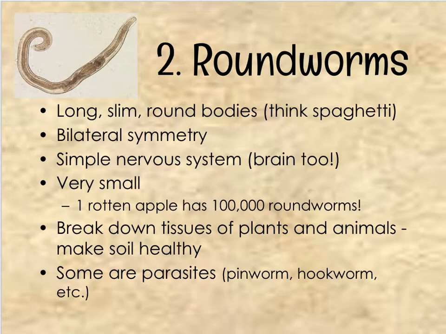They have bilateral symmetry, just like our flatworms. They also have a simple nervous system, and you can see part of their gut here. So they do have a gut as well. Simple digestive system. So these guys are eating plants, tissues of plants and animals. So typically dead stuff. Some are parasites like pinworms.